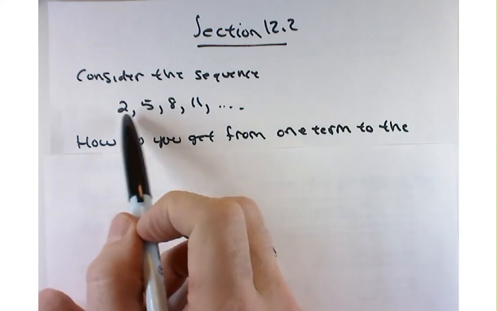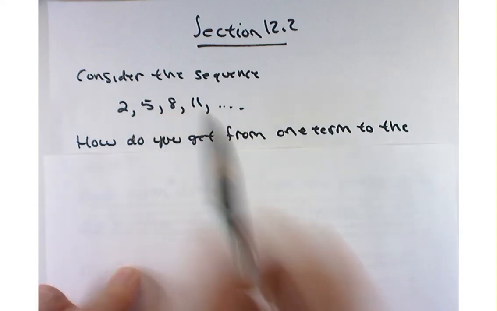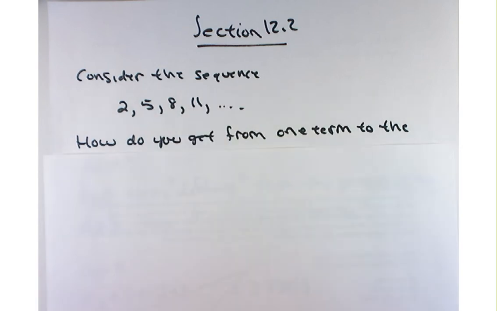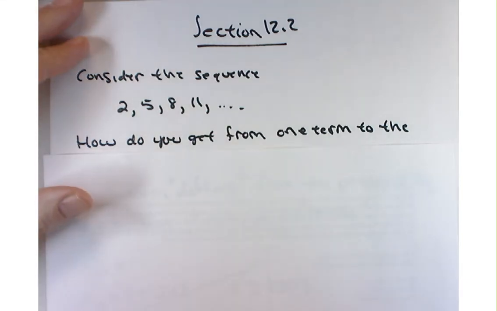If we're looking at a sequence like this, the next term should probably be pretty predictable. What do you think the next term in this sequence would be? 14. Yeah, 14, pretty easy. How are you getting from one term to the next in this sequence?